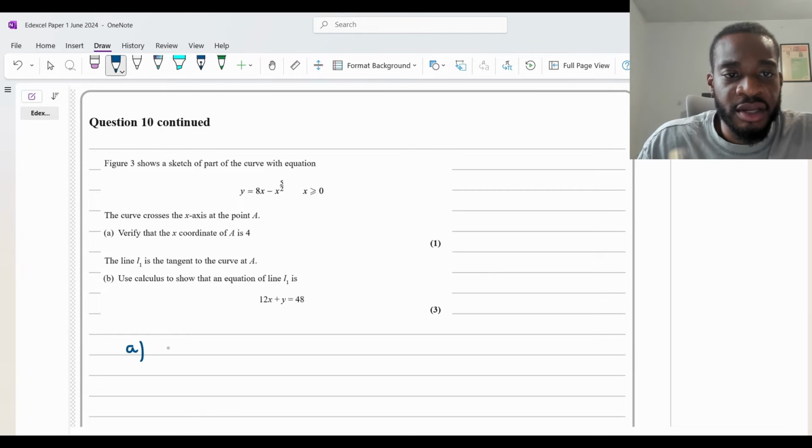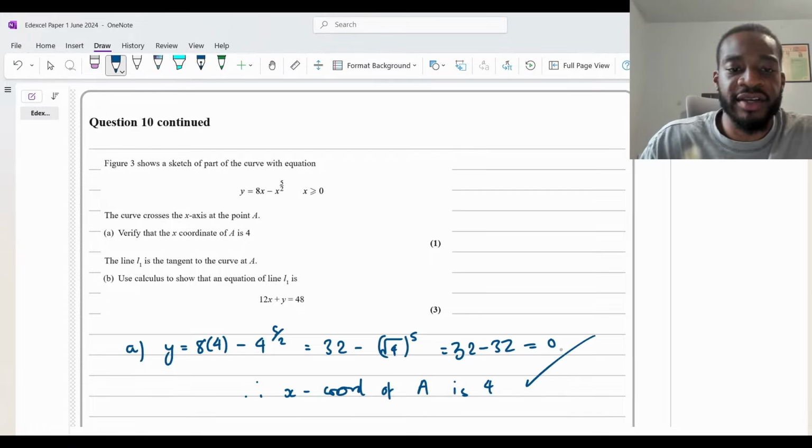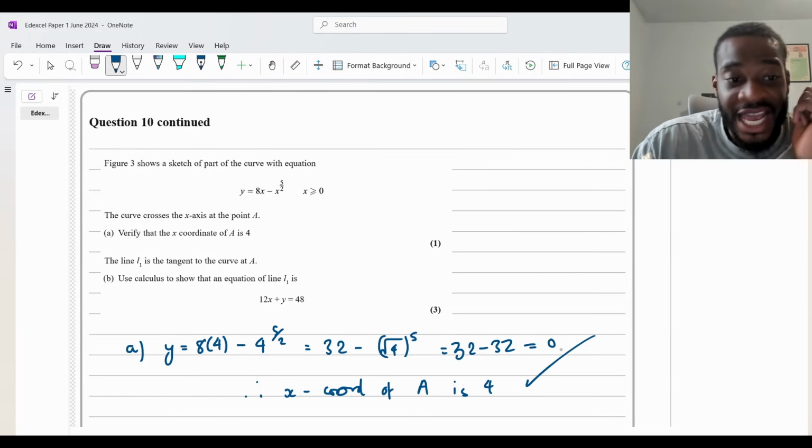So for part A, we're just going to plug in 4. So 8 times by 4 minus 4 to the 5 over 2. What's that? So that is equal to 8 fours are 32. That right there, you can put this into a calculator, but that is the square root of 4 all to the power of 5. That is 2 to the 5, which is 32. So it's 32 minus 32, which is equal to 0, right? So therefore, the x-coordinate of A is 4. Perfect. That's part A.